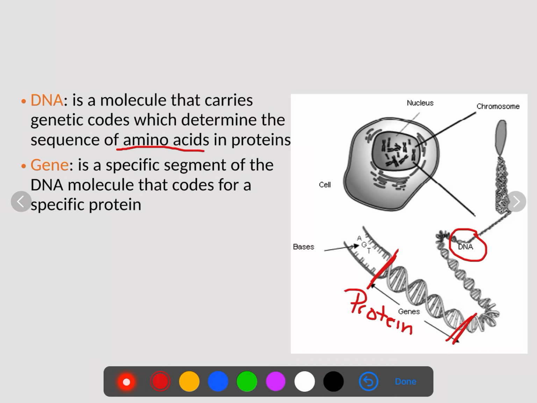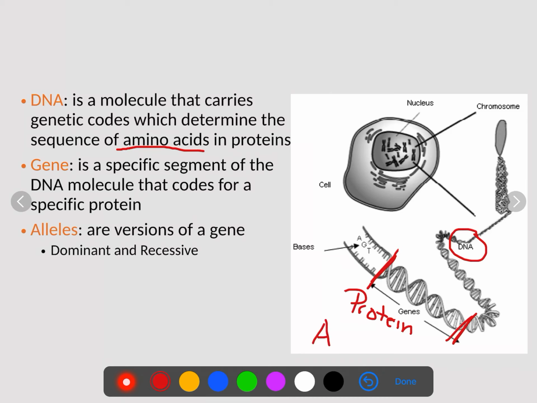So, in other words, there are segments on this DNA that are very specific, that when those are read, they code for a particular thing, like hair color, eye color, skin color. A specific gene codes for a single protein. Now, alleles are versions of that gene. A little bit later, we'll talk about dominant or recessive, and we often refer to those as a single letter. So alleles are versions of the gene, whether dominant or recessive, and those are the things that control what is actually being expressed. Those are versions of the gene that different people could have.